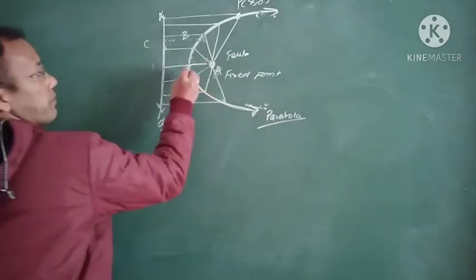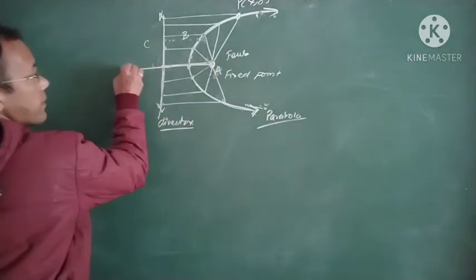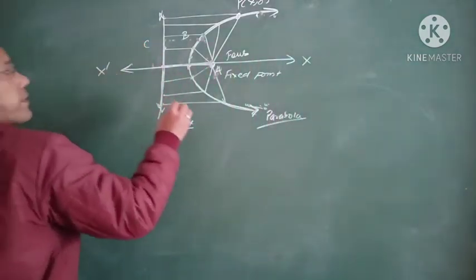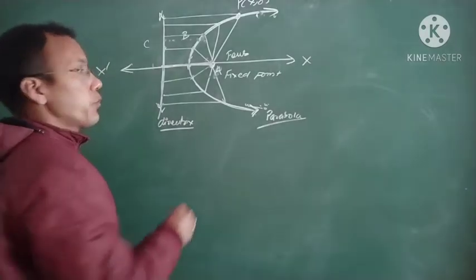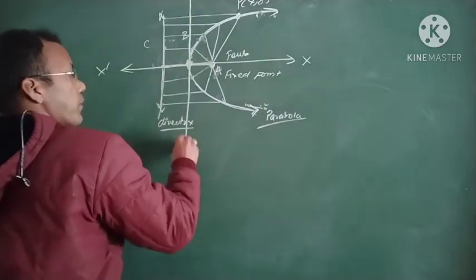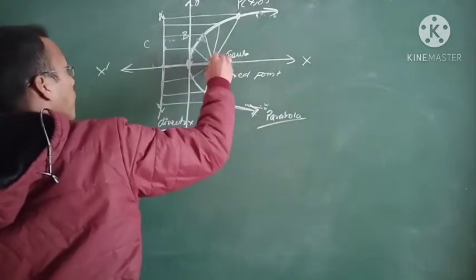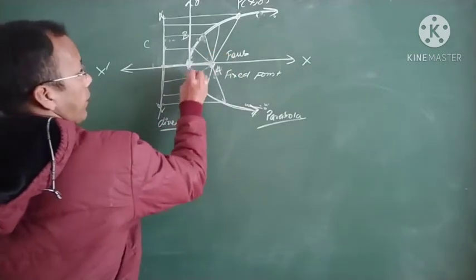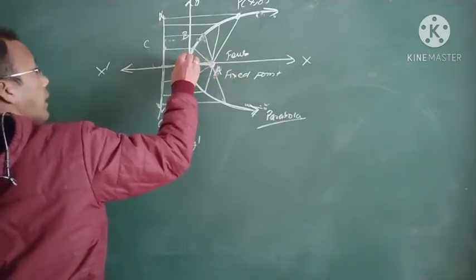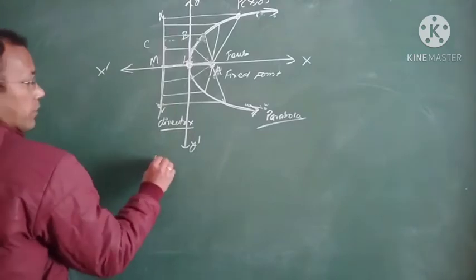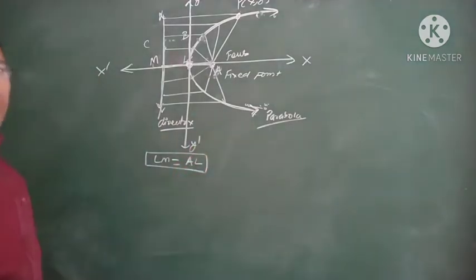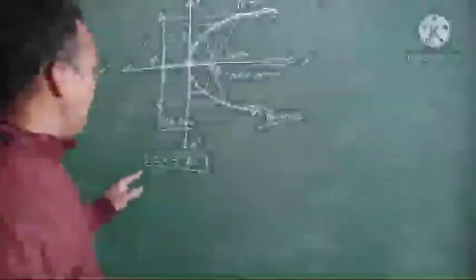This is the axis of the parabola. I write this as x dash, x, and the line which passes through this point, where it meets the x-axis, we call the y-axis. Now see the distance: I write this as L and this as M. So now LM is equal to AL, according to the definition of the parabola which we have discussed.